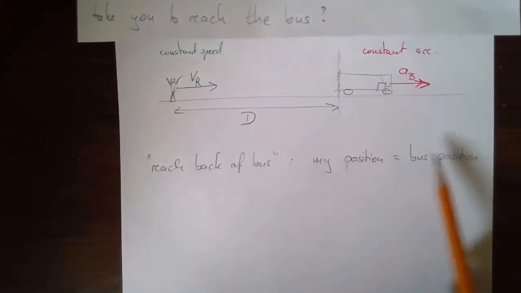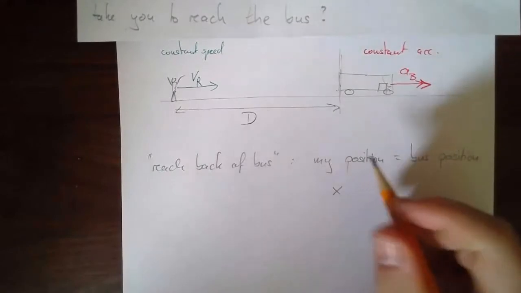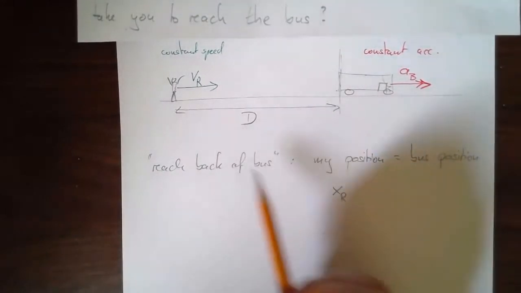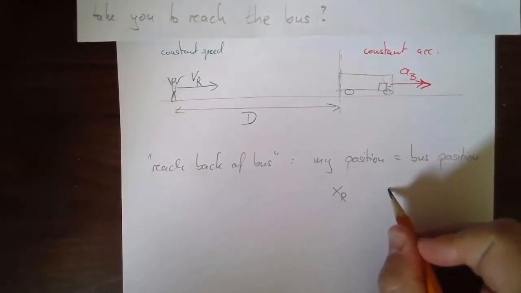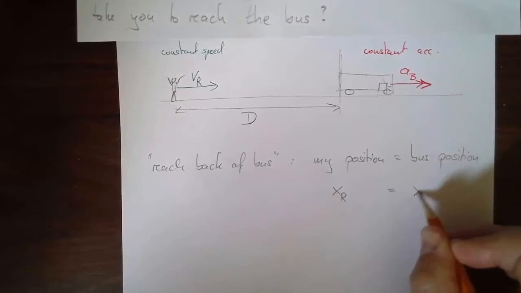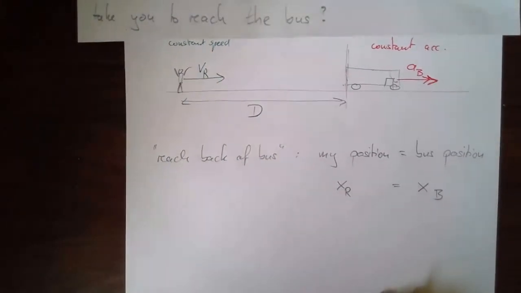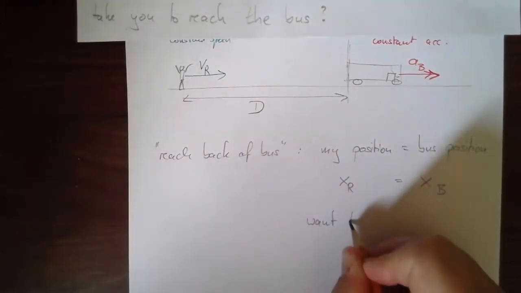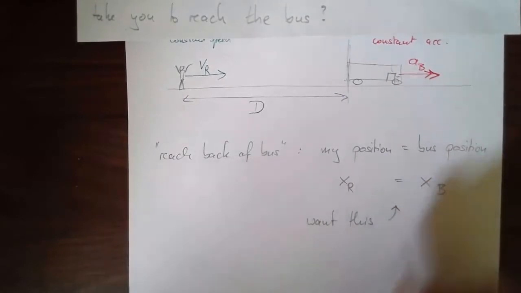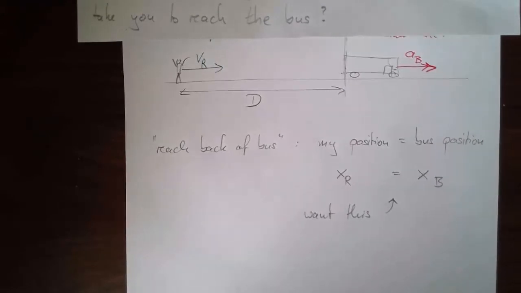Well, have I? Yes, this is math, right? Because these are two variables. Maybe I can write them symbolically. I might write x_r. I think r I chose earlier for runner, because you're running, right? And that is equal to the position of the bus. That's what we want. Right, we want this equality to hold.